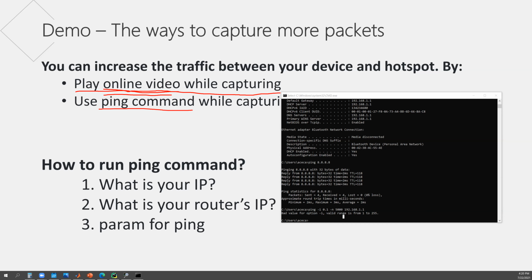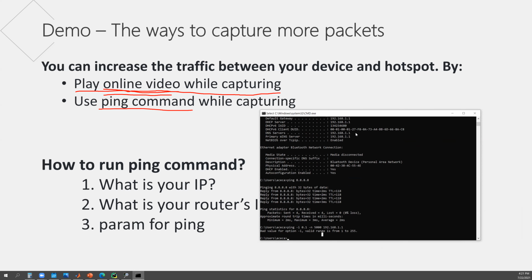Or you can also simply open several terminals to run this command. Or you can run a Python script or PowerShell script or whatever script you want to increase the traffic from your computer to the router. Or you can also download software on your mobile phone, which is your router, then use the ping command on your mobile phone and ping this machine.